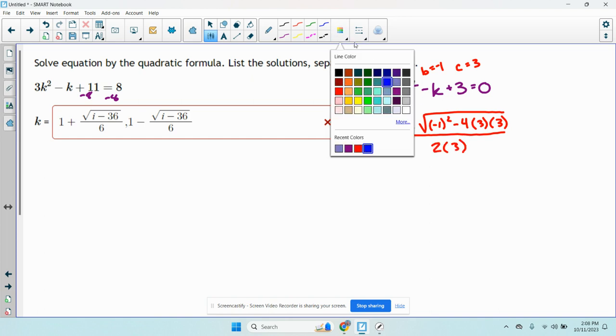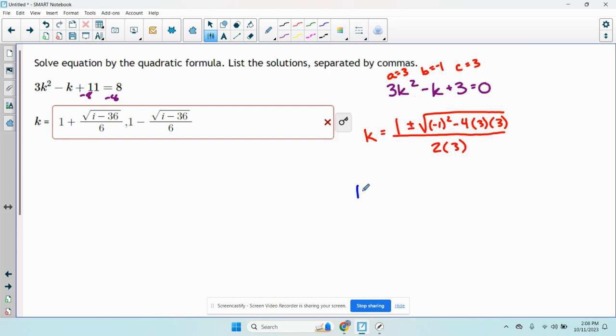First thing I want to do is figure out what this square root's going to be. That term inside the square root's called the discriminant. So I'm going to leave the 1 and everything else the way it is. This is the square root of 1. -1 squared is 1. And then I have -4 times 3 times 3. That's 9 times 4. That's negative. 9 times -4 is -36. All over 6.